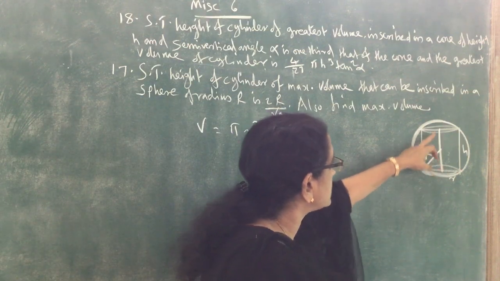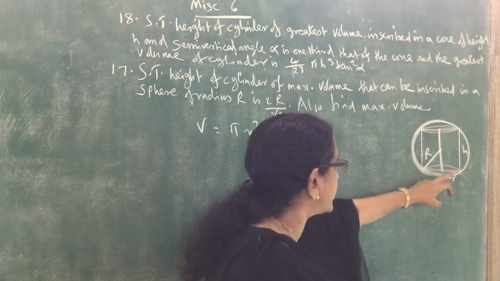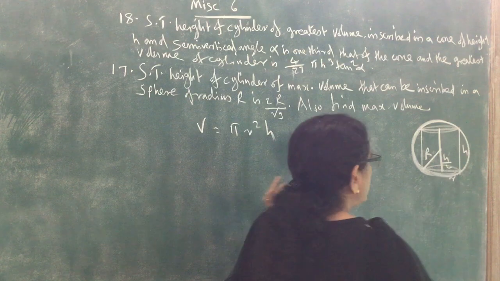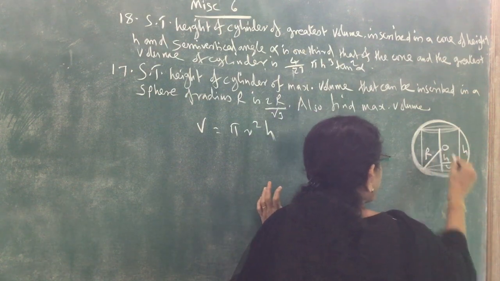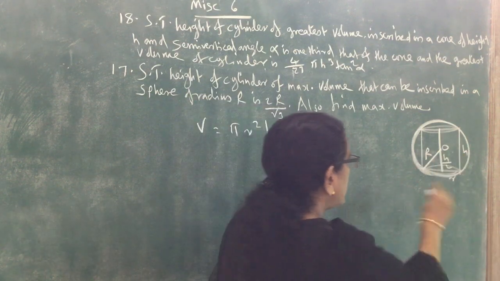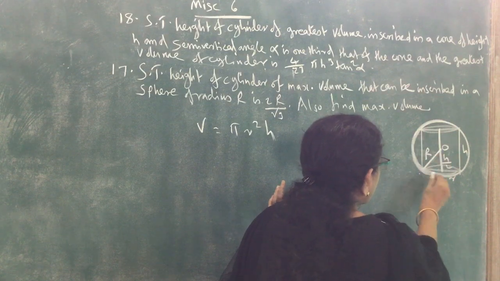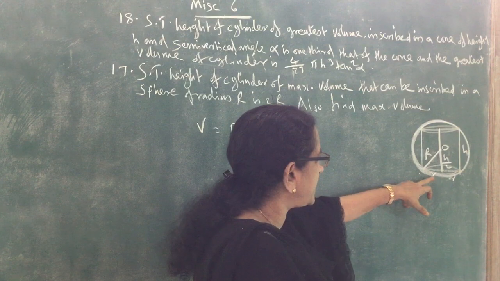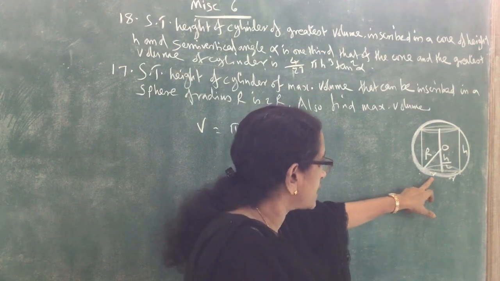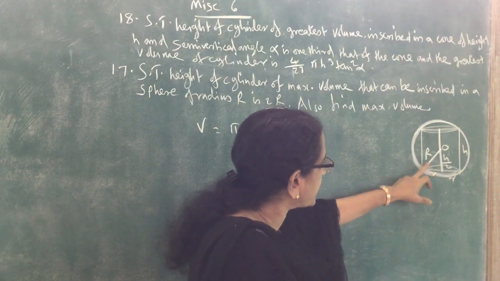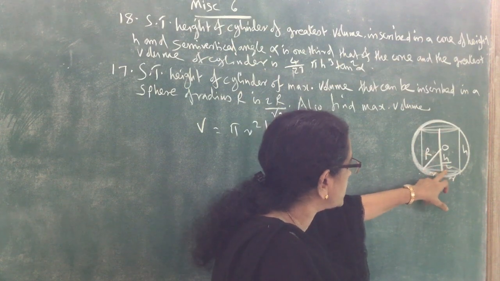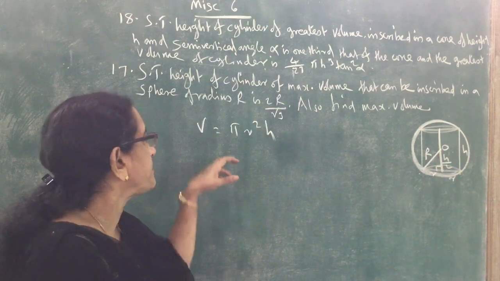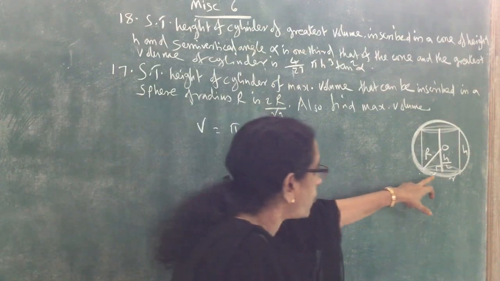This is the height of the cylinder, so this will be h by 2, half of the height. This is the center of the sphere. Here this is capital R and this is small letter r. From the right triangle we can find r square. Using Pythagoras theorem, small r square equals capital R square minus h by 2 whole square.